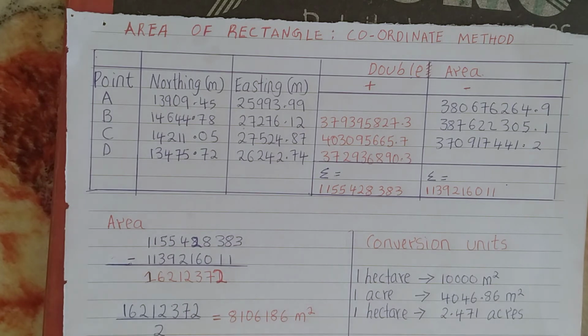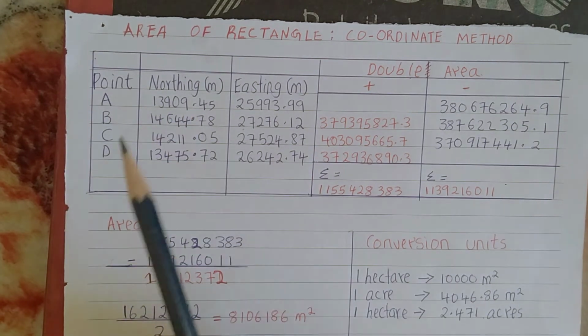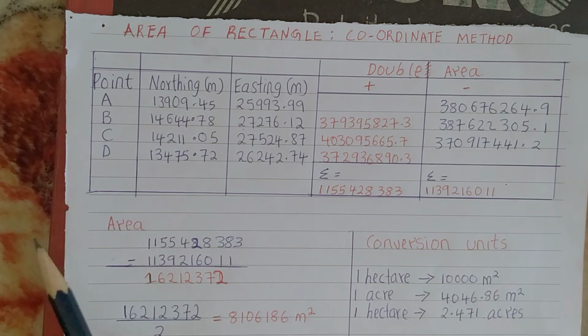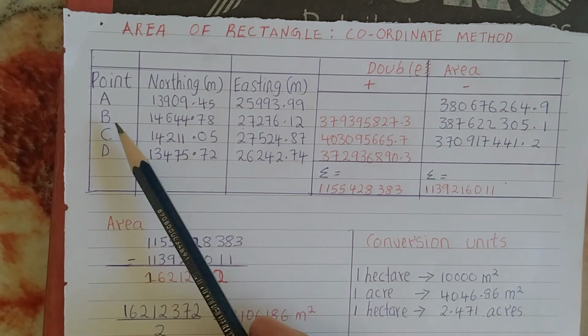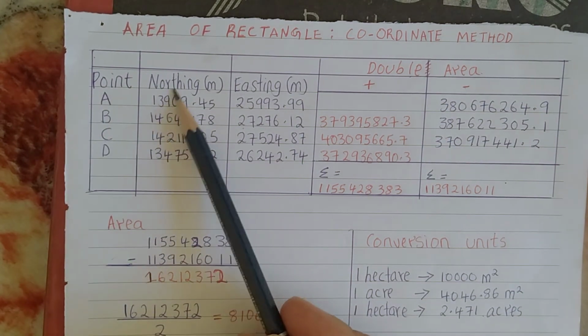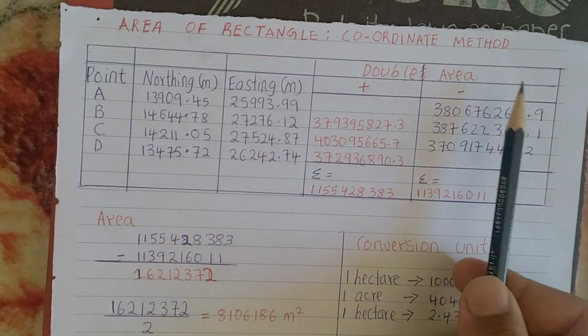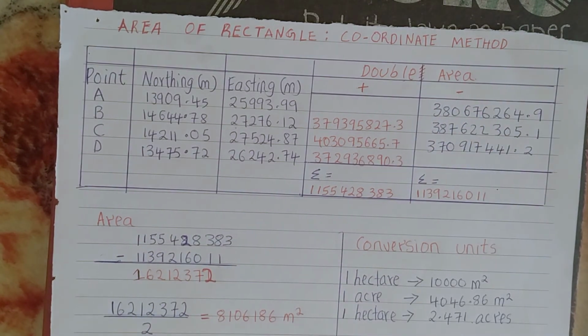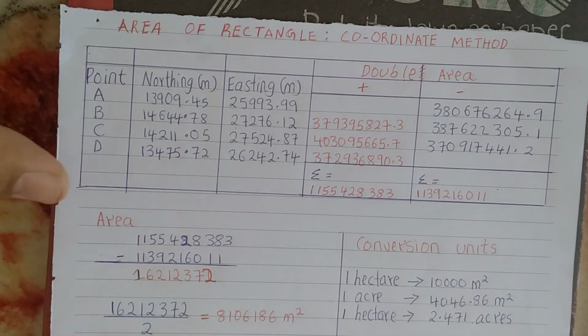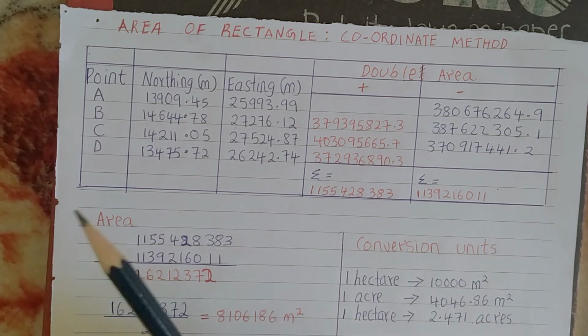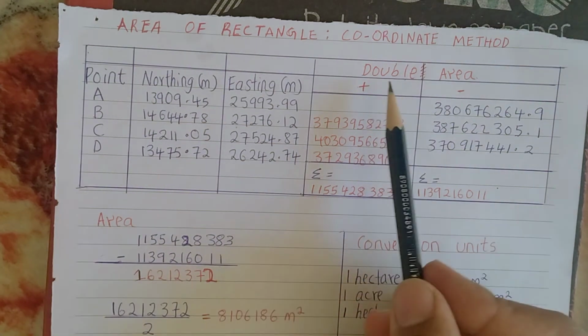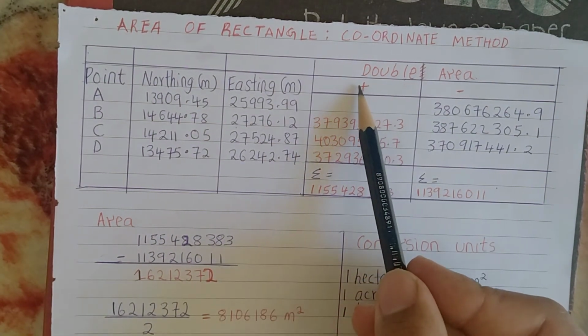So you can have a look. I have 5 columns. The first one is for the point. This is for the northings, for the eastings, and then this is the double area, positive and negative. So here I've just written all the coordinates as they were. And then when I want to find the area, let's start filling the positive column.